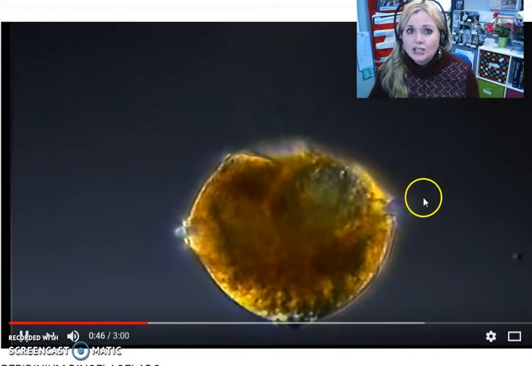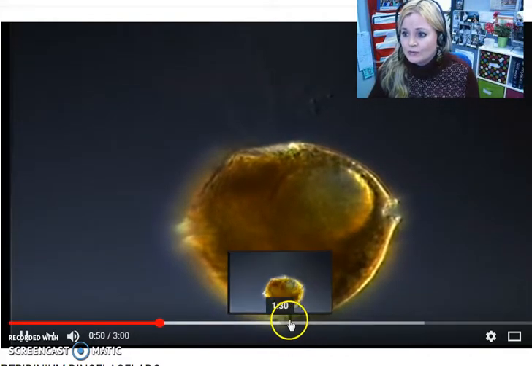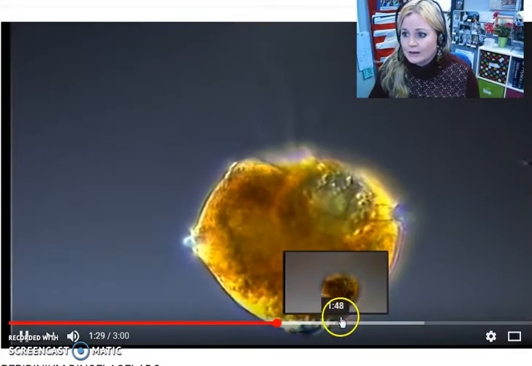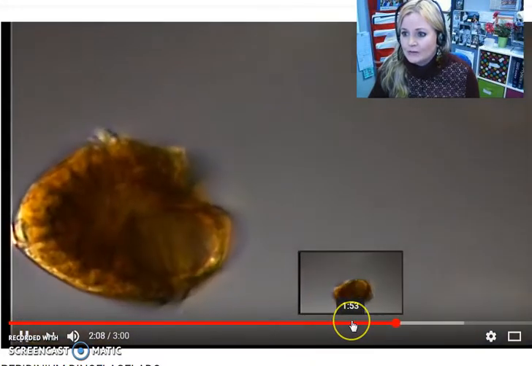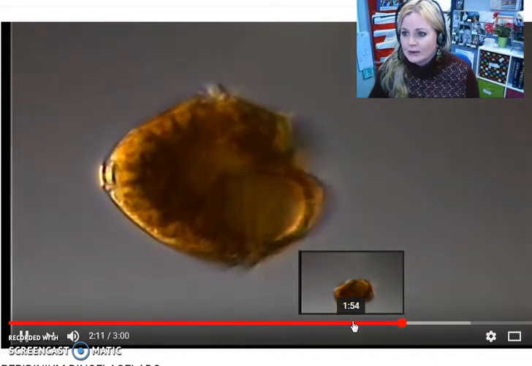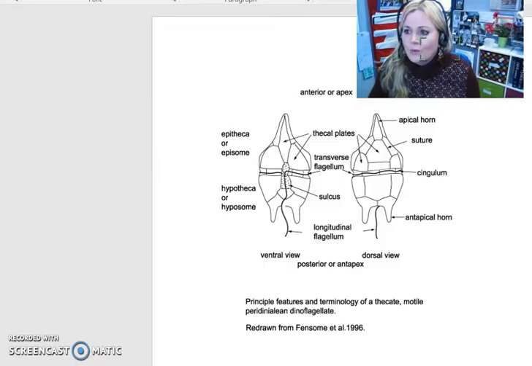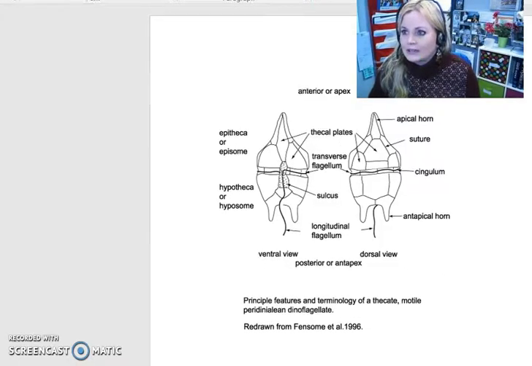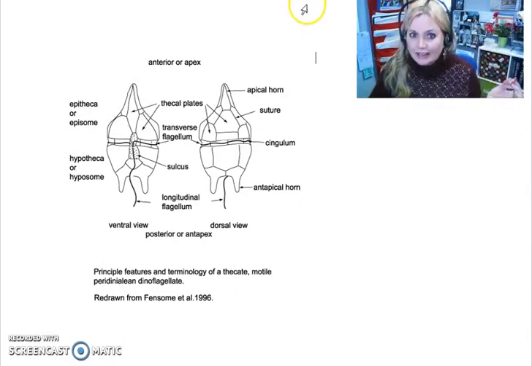You can sit here and watch this video clip and see a little bit more about how it moves as you move through the video clip. We can fast forward it a little bit and see some more motion. Here's a better picture of the motion, as it starts to move a little bit more and rotate. There we can see the rotation. So that gives me a good idea of what this particular dinoflagellate looks like and moves like.